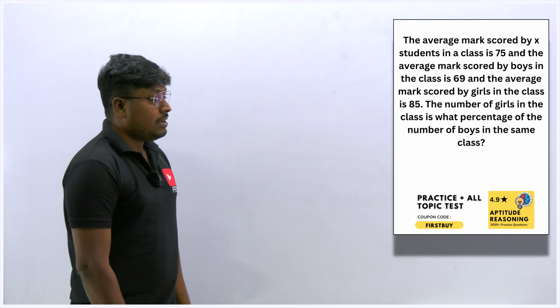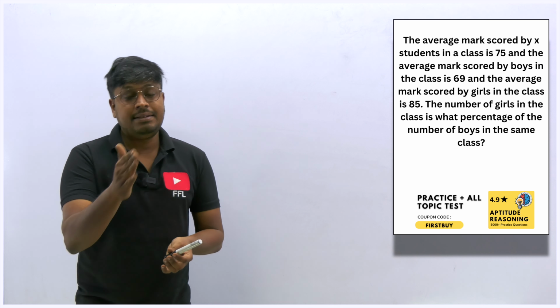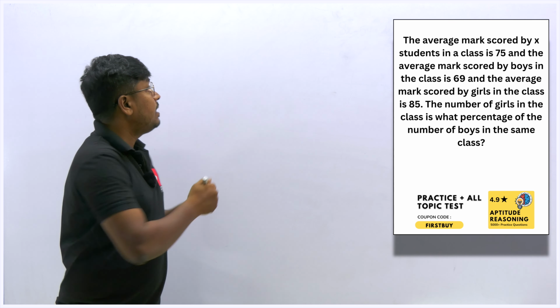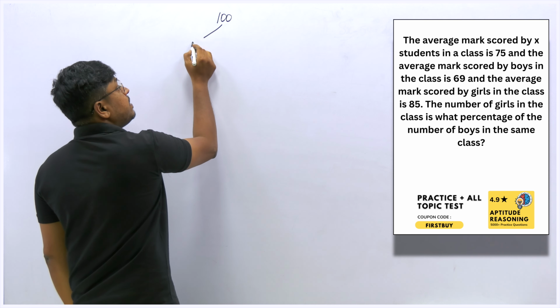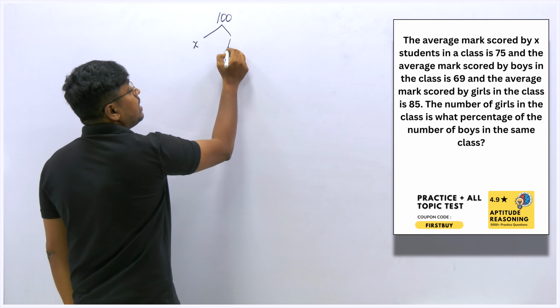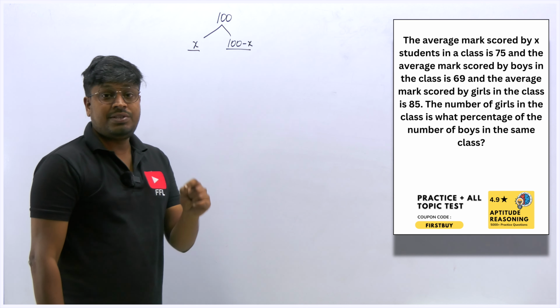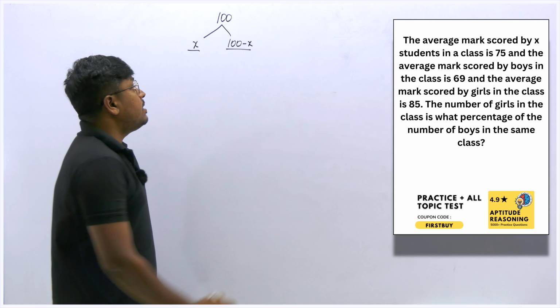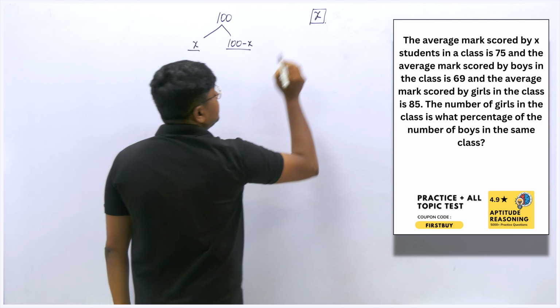So first, in the previous question, just see the difference between the previous question and this question. In the previous question, they gave the total number of students as 100, and we assumed X would be the total number of boys and 100 minus X the total number of girls. This is the way we solved the previous question. But here, the total number of students itself is not given, which is X.